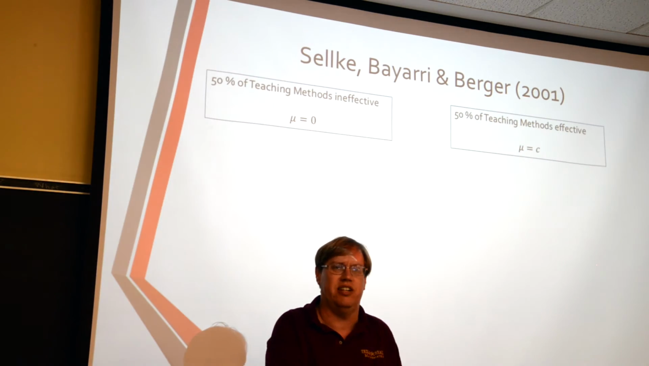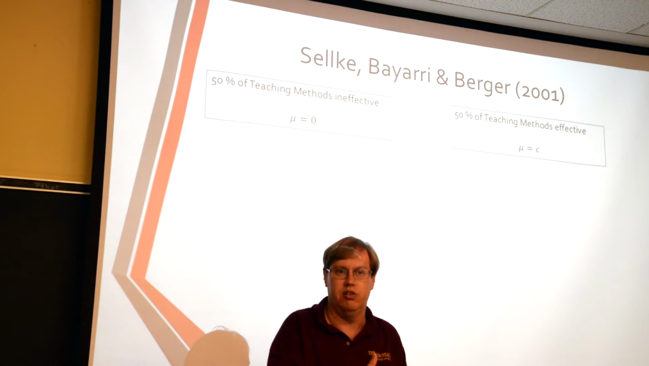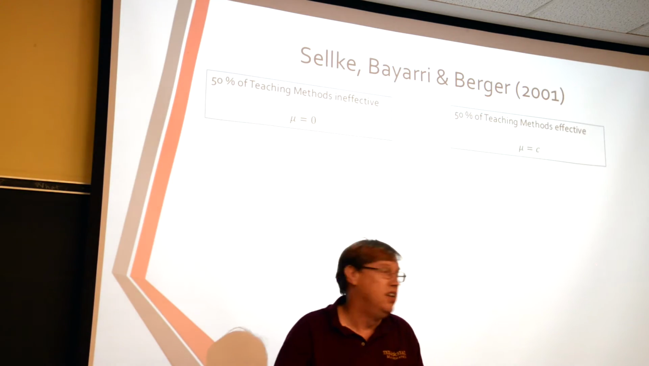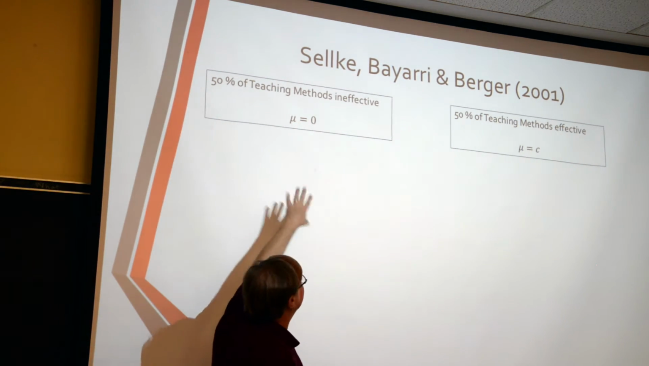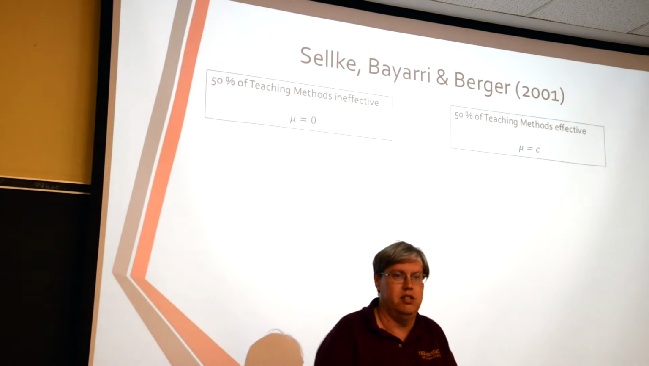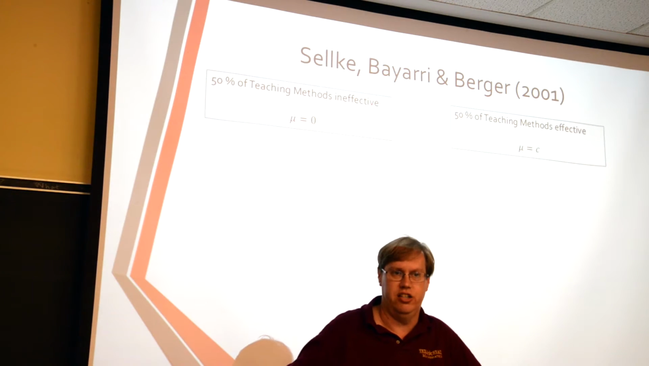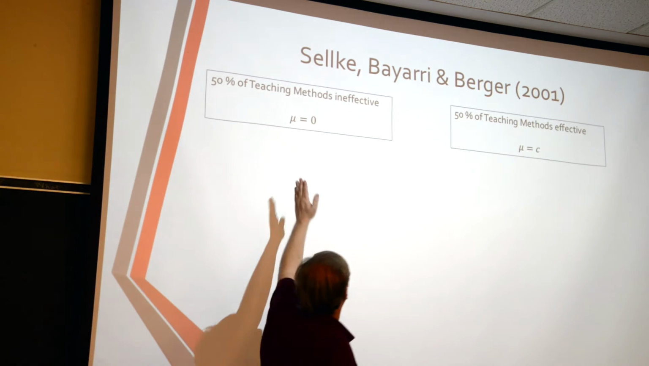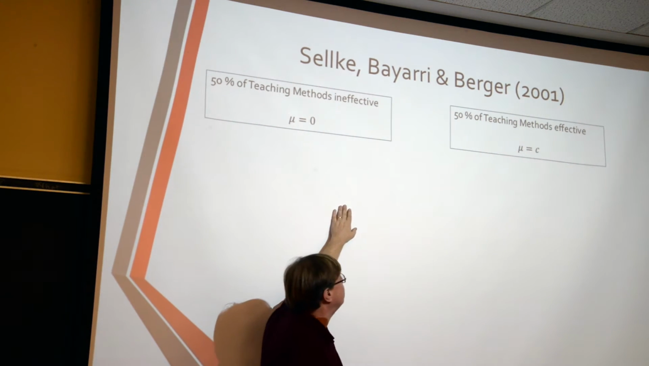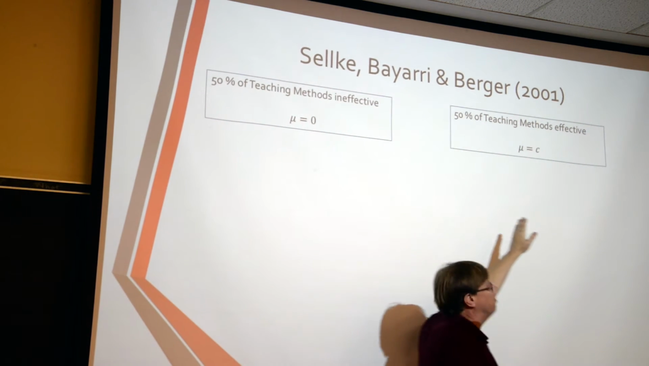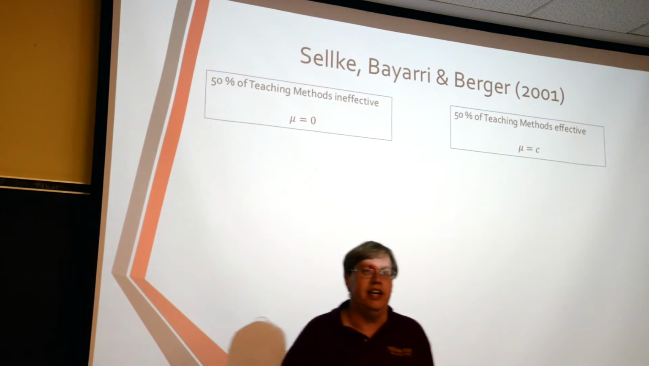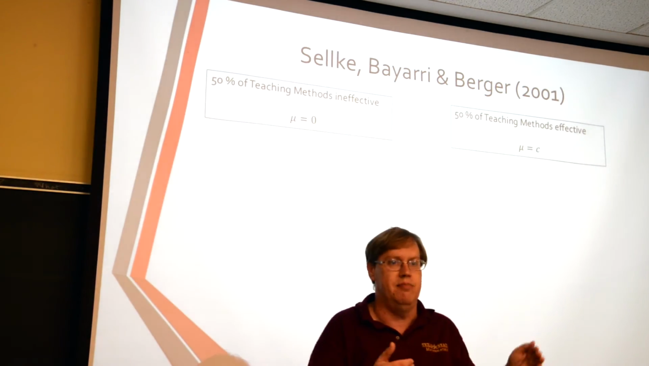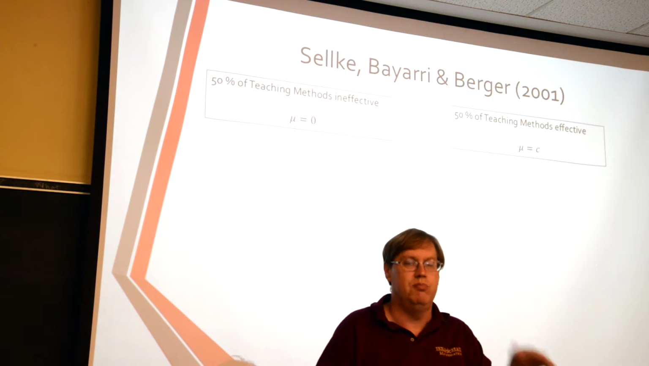So in their context, they're actually thinking of drugs, looking at the effectiveness of the drug. But to relate it to what we're looking at, teaching methods that are ineffective, so that students don't gain any knowledge. Okay? So that's mu equals 0. All right? And teaching methods that are effective. And for this simple example, we're taking all the effective ones to have the same effectiveness. So mu is equal to C.